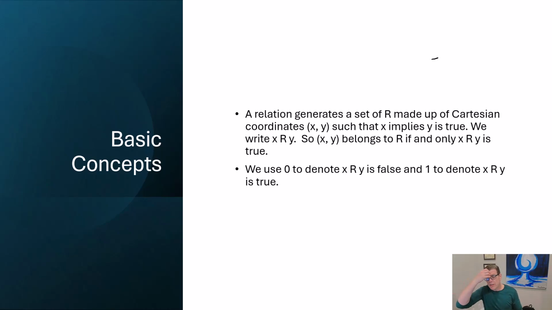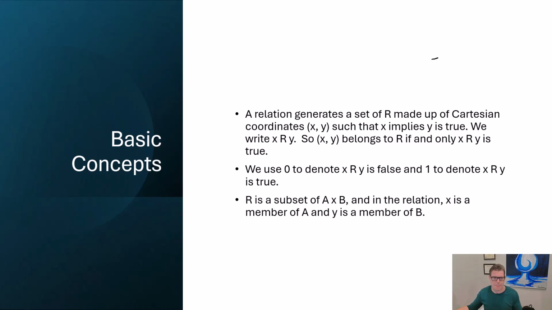We use 0 to denote X R Y is false, and we're going to use 1 to denote X R Y is true. That's going to allow us to do some Boolean algebra kind of stuff. R is a subset of A cross B, and in the relation, X is a member of A and Y is a member of B. So this is just reviewing a little bit of the basics of how relations and our notation work as we go into matrices and arrays.